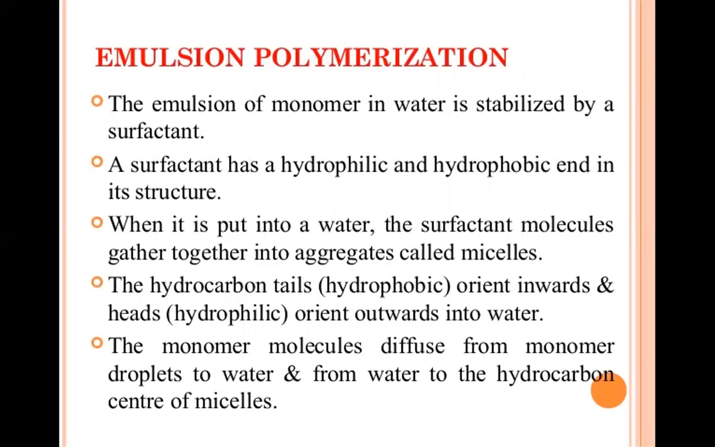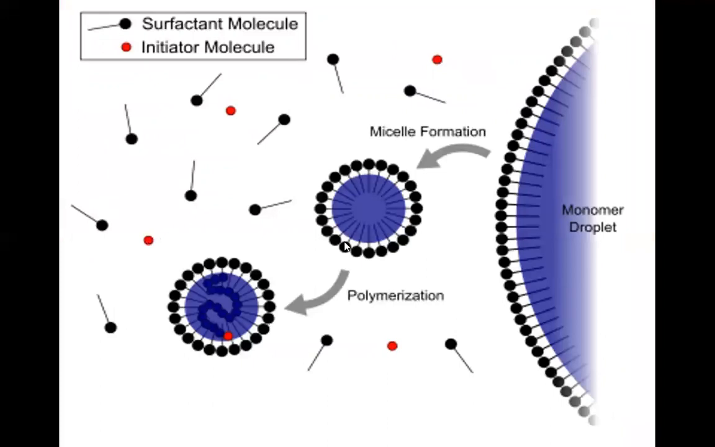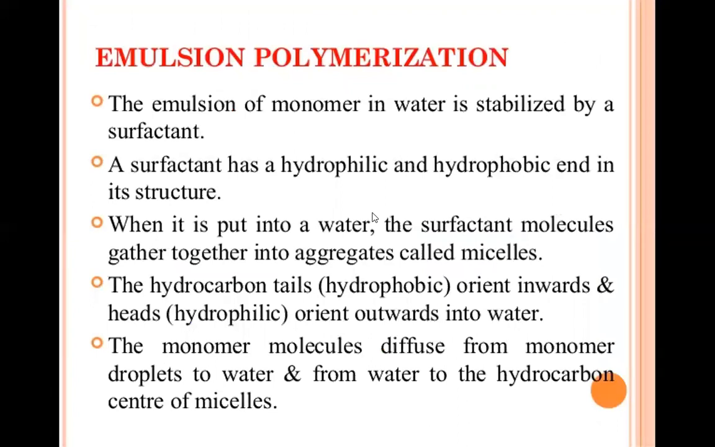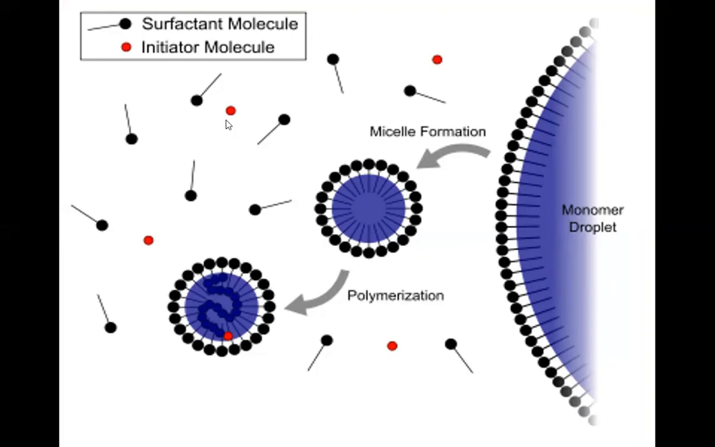In this, micelles are formed. That means all the surfactant molecules come and gather together and form a large molecule called a micelle. In this, the emulsion of monomer in the water is stabilized by the surfactant. A surfactant has two parts in its structure. This is a surfactant molecule, and it has two parts in its structure.